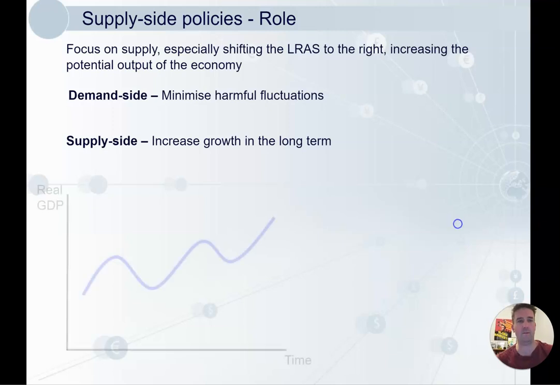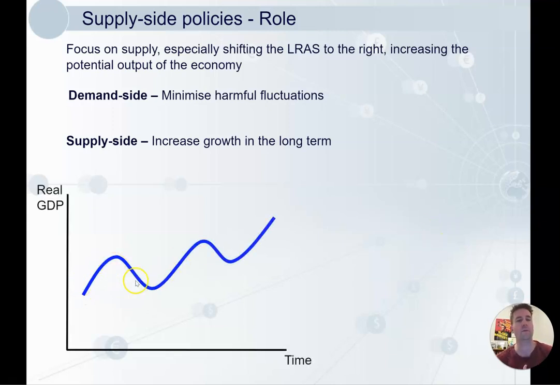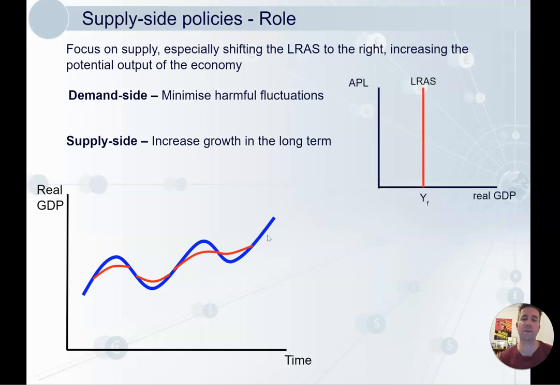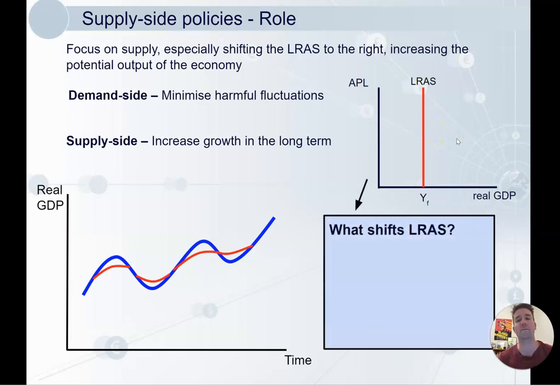Just to recap, demand side policies minimize those harmful fluctuations in the business cycle. Remember all those downturns and recessions cause some pain for people, so we try to minimize them and just have a smooth, slower growth. That's what fiscal and monetary policy aim to do. But with supply side, we aim to increase growth long term, and long term growth is represented by the long run aggregate supply curve, because that represents the potential of the economy. So what shifts that? That's what supply side policy is going to do.